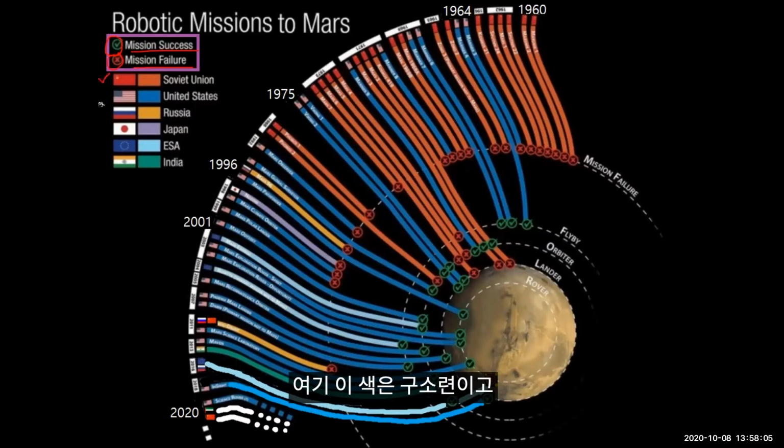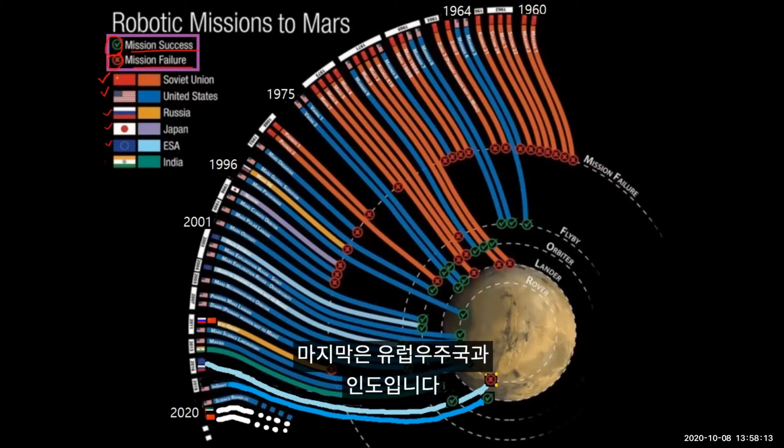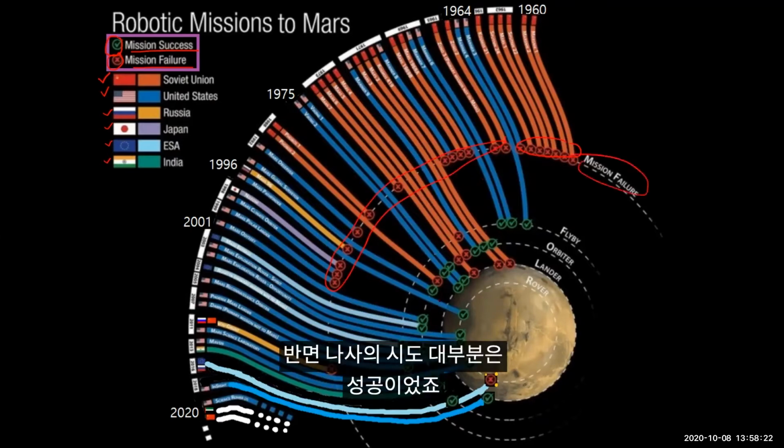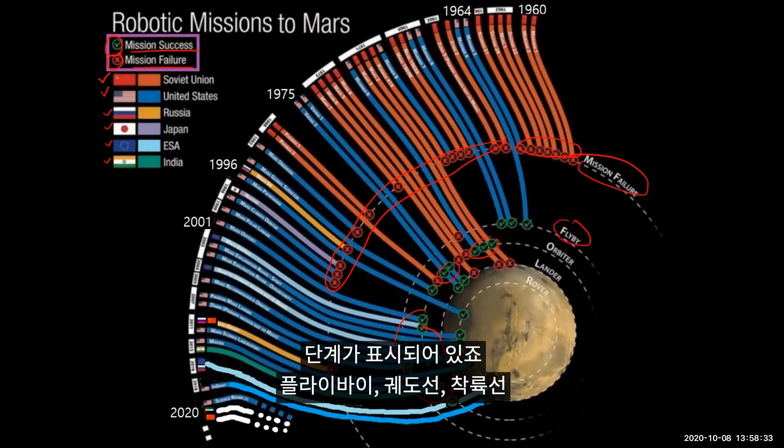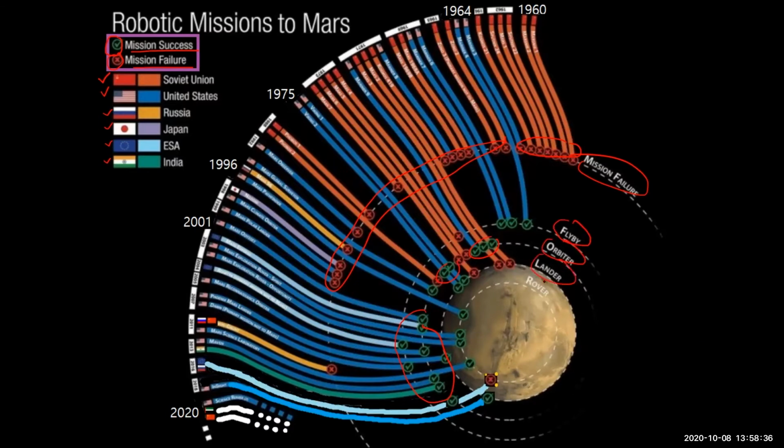These are the former Soviet Union's, and the blue lines are the United States, Russia, Japan, European Space Agency, and India. You notice that most Soviet missions failed. On the other hand, you see that most of NASA's missions were successful. Here's the level: flyby and orbiter, lander. Lander and rover are very challenging. Only NASA has been successful in landing on Mars.